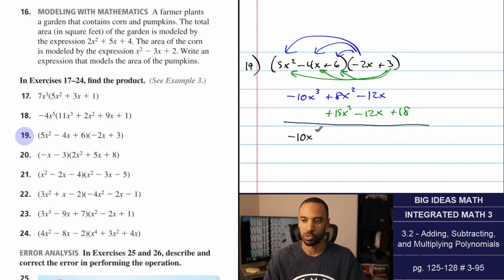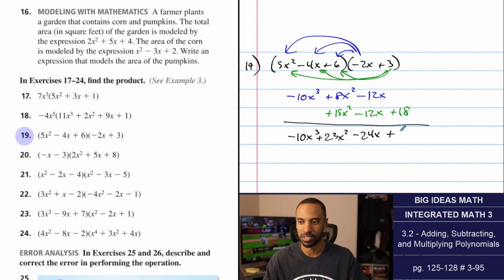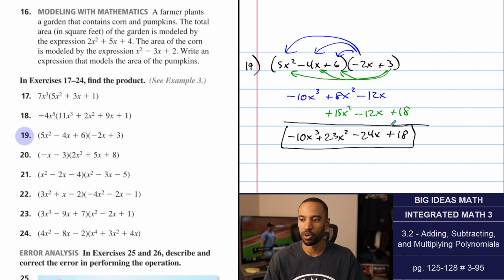Negative 10x cubed combines with nothing. This is 23x squared. Remember, these don't increase. This is negative 24x. Those don't increase. And plus 18. See, that's where someone's prone to make mistakes, right?